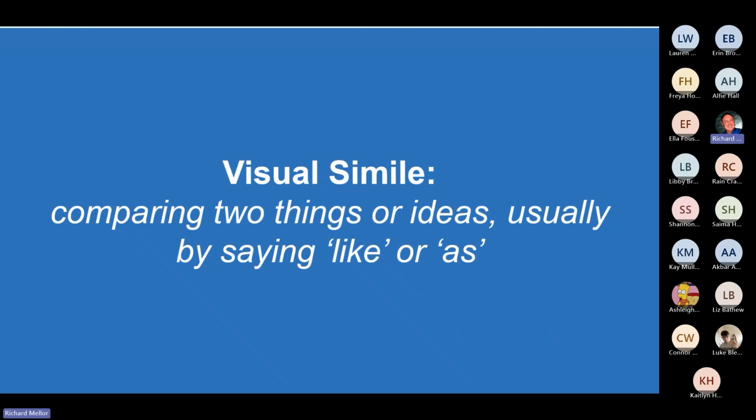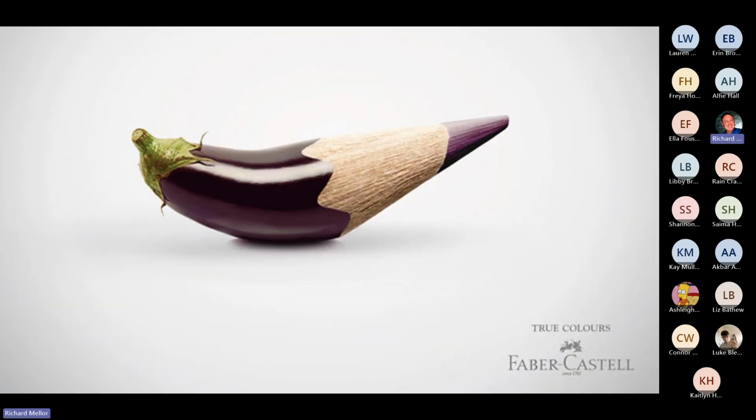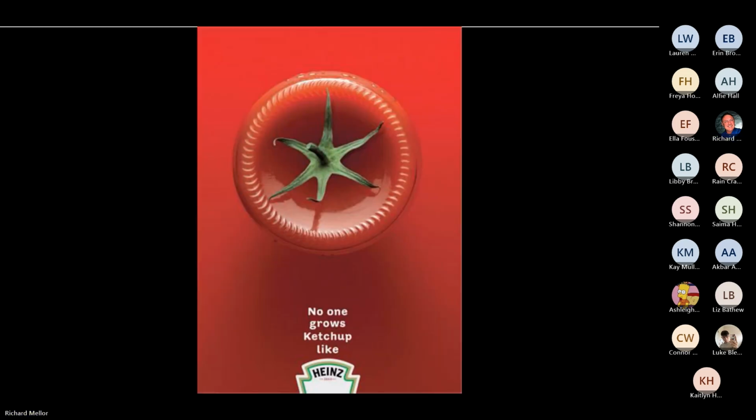And then we have visual simile, comparing two things or ideas, usually by saying either like or as. So for instance, this campaign here for Faber-Castell, they make beautiful pencils in the richest of colors. This one, a great one, is no one grows ketchup like Heinz.